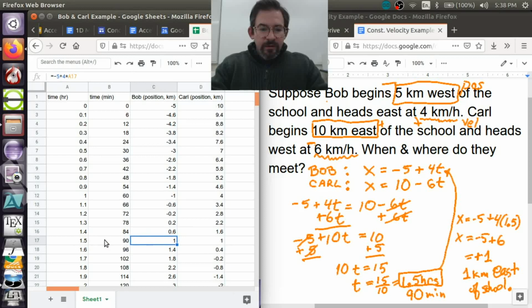I have at 1.5 hours, they both have a position of 1 positive, so it's east, and that is the same thing that we saw. So these are the two methods. I have my spreadsheet and I have my algebra. They both work. The advantage of the spreadsheet, well, one of the advantages is I can use it to make my stop motion animation. A disadvantage is if I picked a 1/10 of an hour and they didn't meet in an even multiple of tenths, then I wouldn't be able to easily find this position where they're equal.